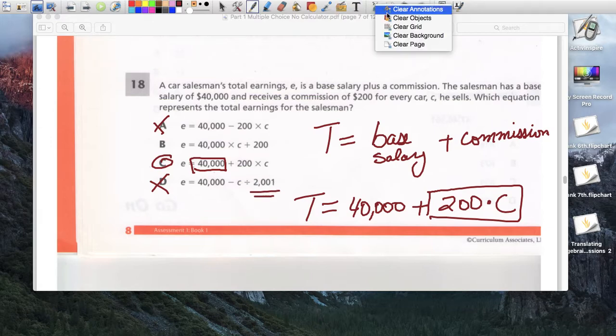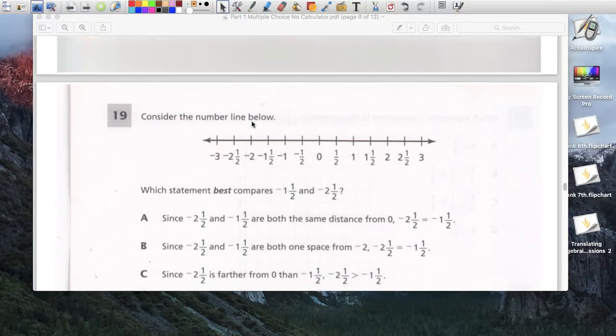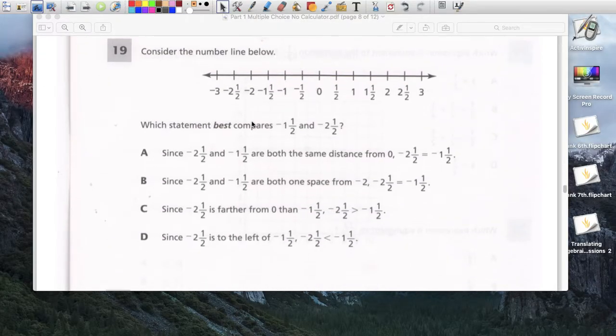All right, so answer is C. 19, complete. Consider the number line below. Which statement best compares negative 1.5 and negative 2.5? So let's find out where negative 1.5 is. It's right here. Negative 2.5 is right here.